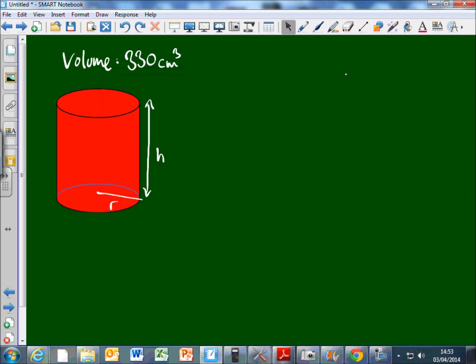So what I want you to do first of all, I'll give you a couple of minutes, is write down an equation for the volume of that thing and write down an equation for the surface area of that thing. That's going to be the starting point of these problems, always the same. So write down what is the volume in terms of r and h and what is the surface area in terms of r and h. Okay?